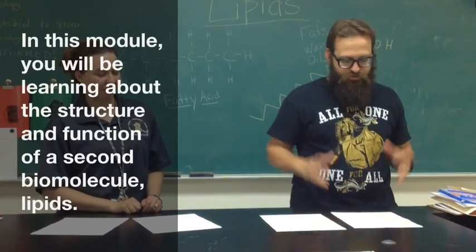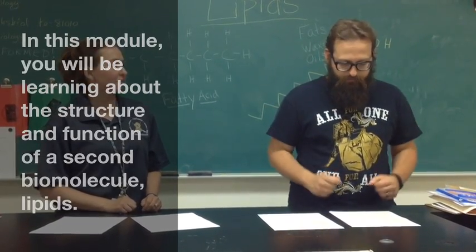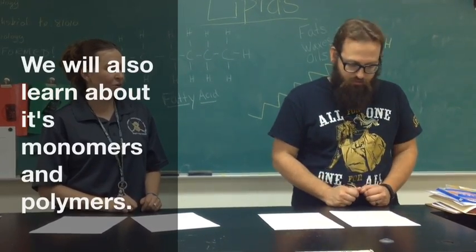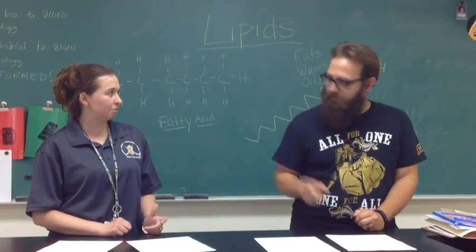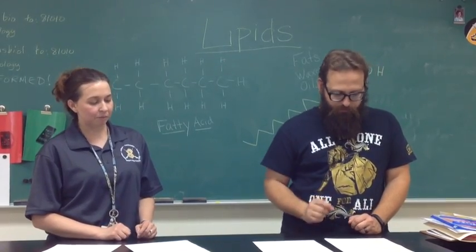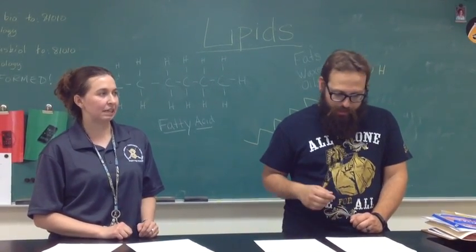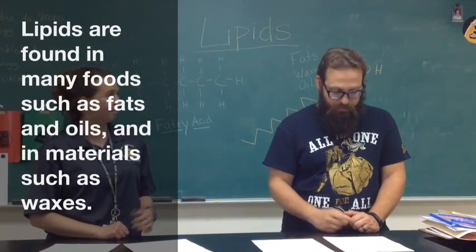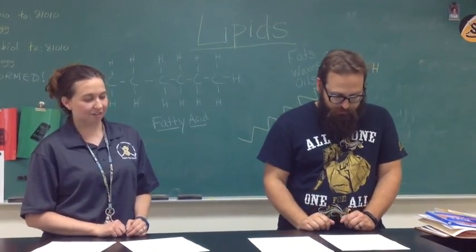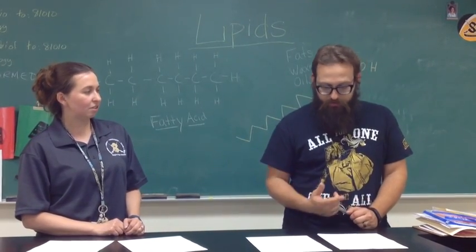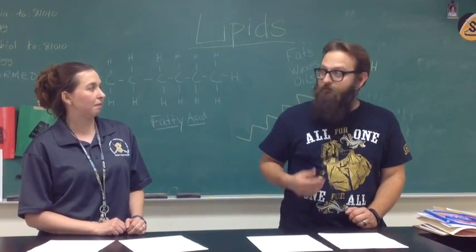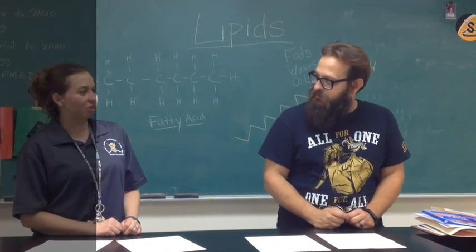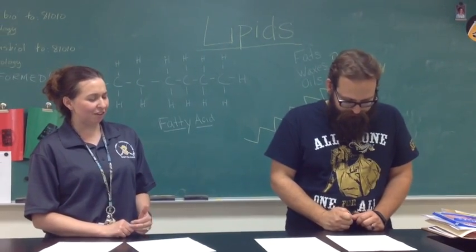Specifically, we want to know the structure and the function of lipids and the shape of its monomer and polymer. So are lipids found in food too? Yes, lipids are found in many foods such as fats and oils and materials such as waxes. Don't meats have fat, like the beef brisket? Yes, right on. Some foods that are high in lipids are olives, butter, vegetable oil, fatty meat, eggs, fish, and nuts.